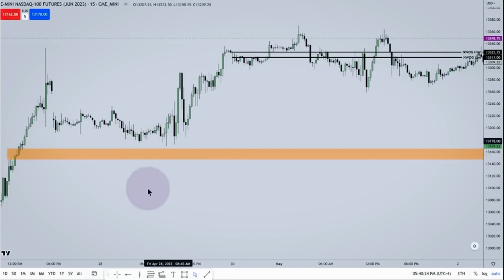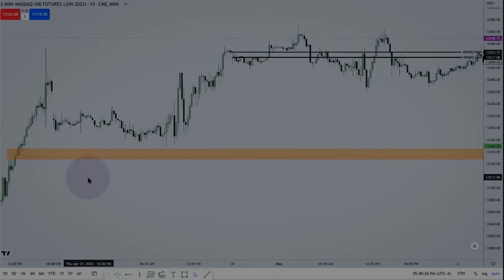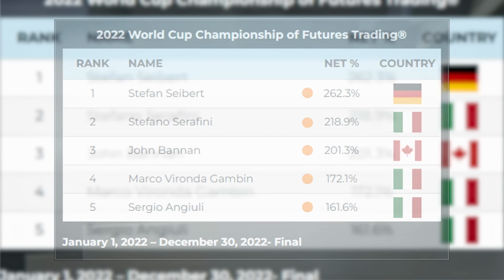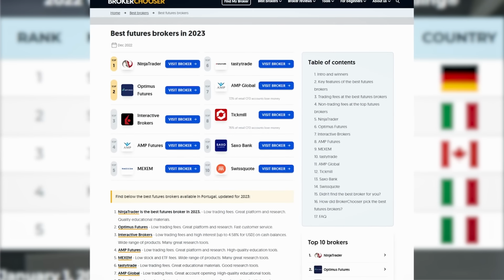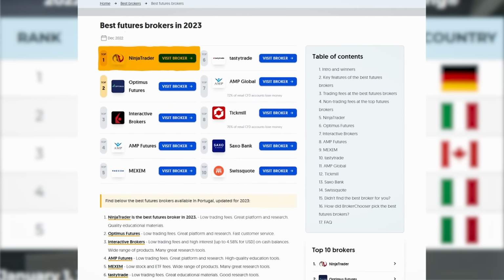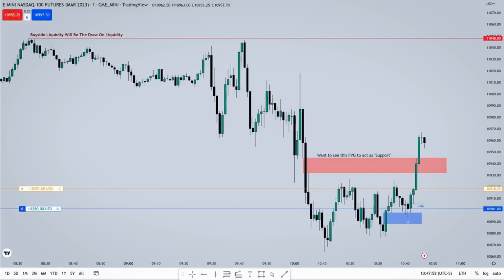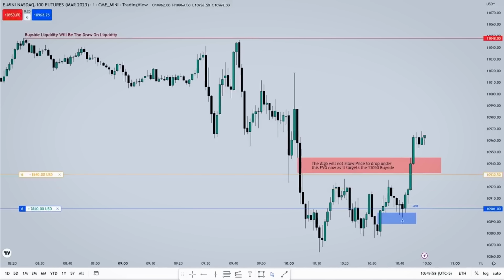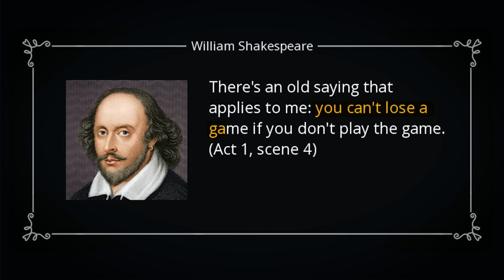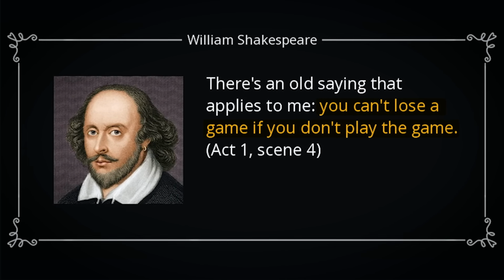What is the rationale behind only competing in a tournament where trader performance is shrouded and only the percentages matter? What sense does it make to compete in a tournament with sky-high margins when more competitive brokers are available? The answer is, there isn't any. It's merely another deception, preserving his illusion of invincibility. As William Shakespeare famously wrote, you can't lose a game if you don't play the game.